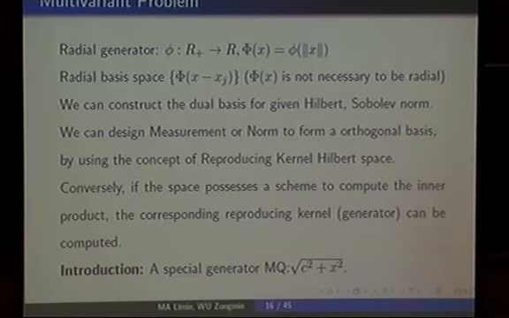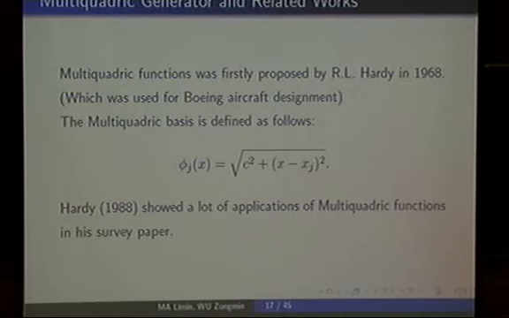Okay, then I will introduce a special generator. It's very simple. It's called the multiquadric kernel. The representation is very simple. It's c squared plus x squared, and take the root. The multiquadric function was first proposed by Hardy in 1968, which was used for Boeing aircraft design. The multiquadric basis is defined as follows. Hardy showed a lot of applications of multiquadric functions in his survey paper.